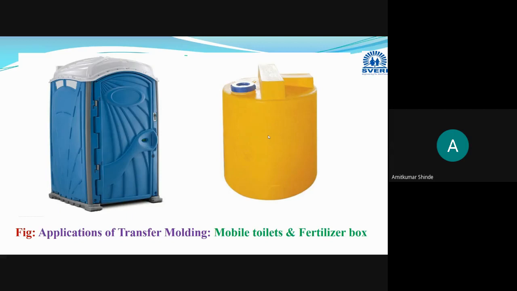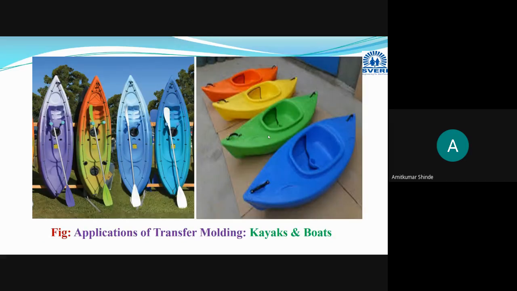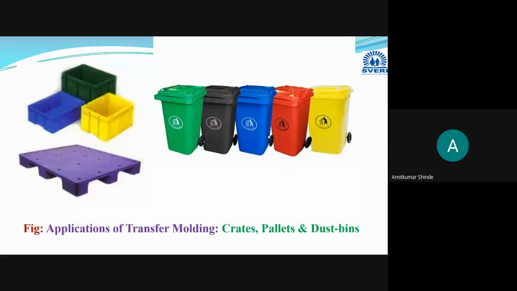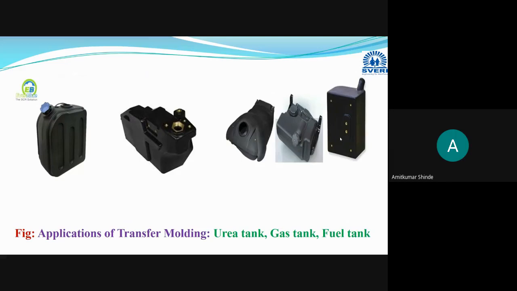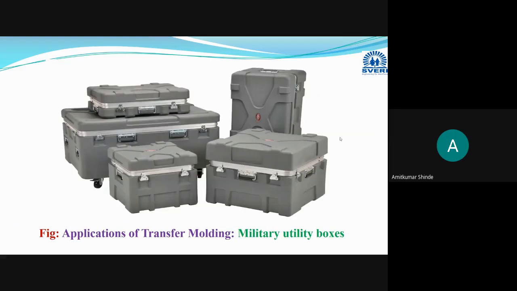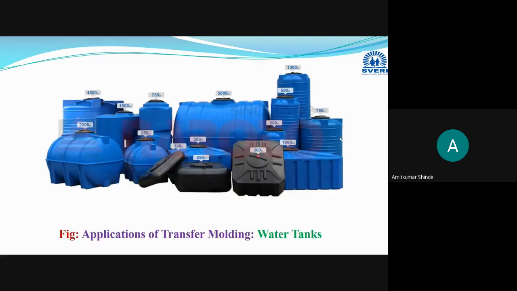So a number of applications are there. A few applications I have highlighted here: this fertilizer box, mobile toilets, these kayaks and boats, crates, pallets, dustbins. Then road barriers, children's slides, different tanks, urea tank, gas tank, fuel tank, military utility box, then water storage tanks. All these are manufactured with the help of this transfer molding process only.